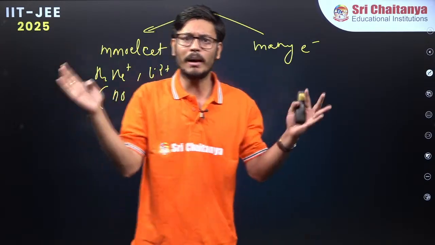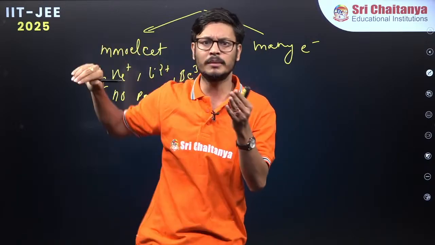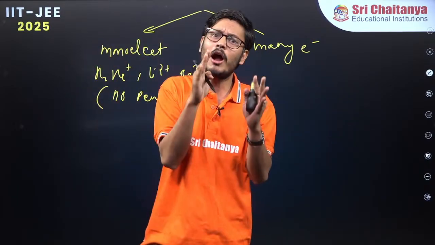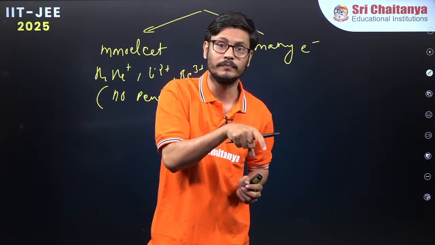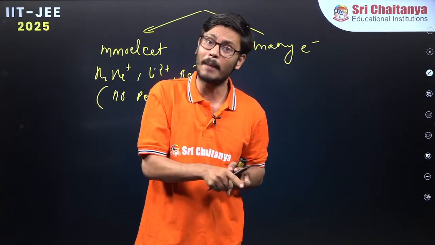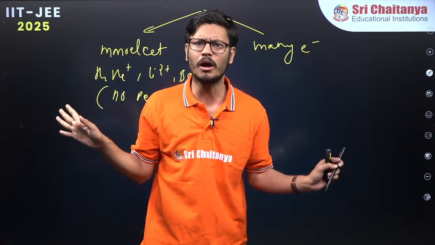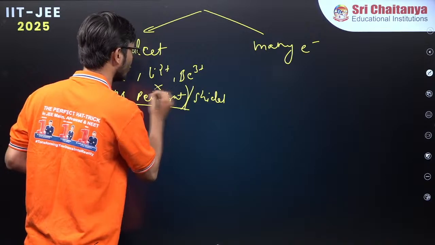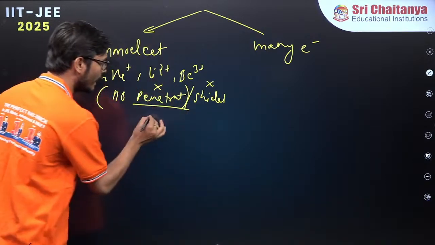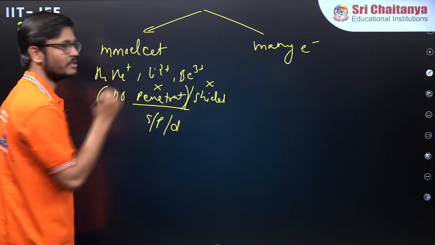Because once an s orbital penetrates, it is going to shield the nucleus. Shielding means repulsion. So shielding is the consequence of penetration, and penetration will only happen if there is competition between two electrons. If there is a single electron, there is no concept of penetration. So in a single electron atom, there is no penetration and no shielding. Therefore, s, p and d energy will be the same.